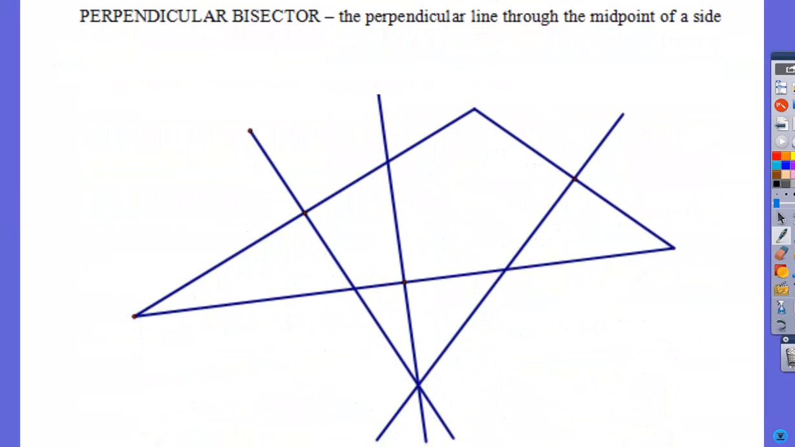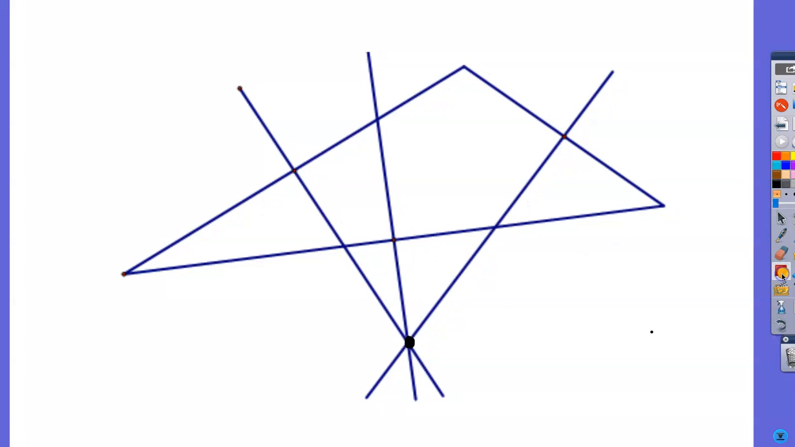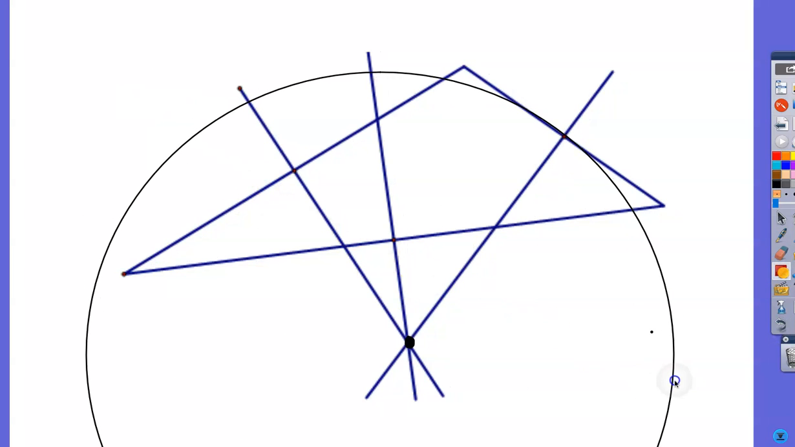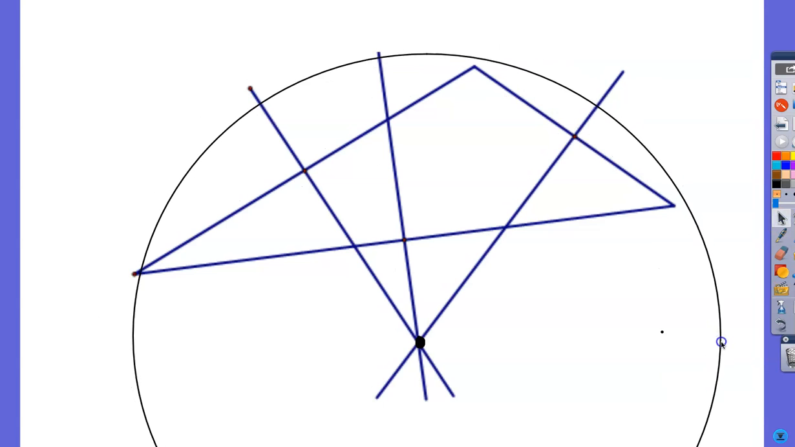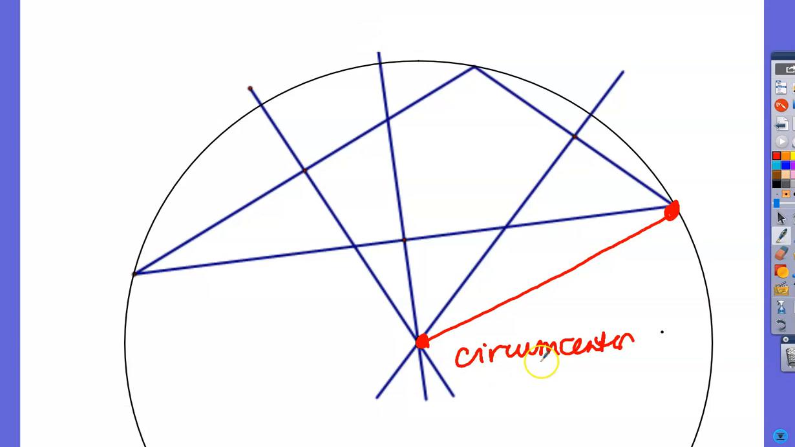And then the perpendicular bisector was the one where if you're on the perpendicular bisector, you're equidistant to each vertex. And so you can create that circle that would go through each vertex, right? So this is the center of that circle that would hit each vertex. We called that a circumcenter, because it was the center of a circle that went around. That's where that prefix comes from.